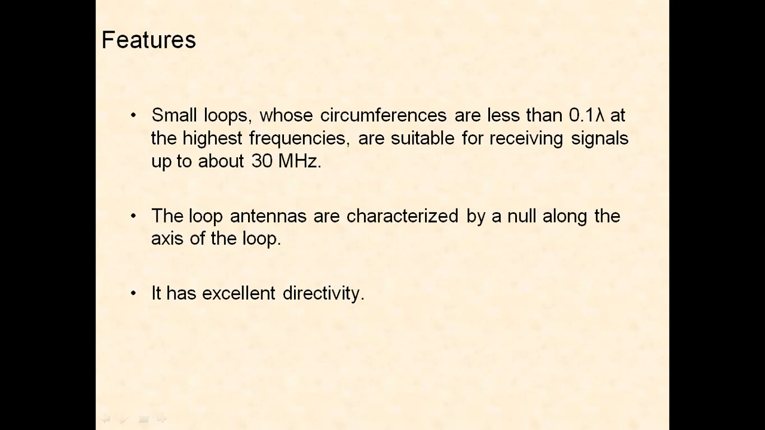Small loops whose circumferences are less than 0.1 lambda are suitable for receiving signals up to 30 megahertz. Loop antennas are characterized by a null along the axis of the loop. It has very good directivity. Directivity is maximum in a particular direction.